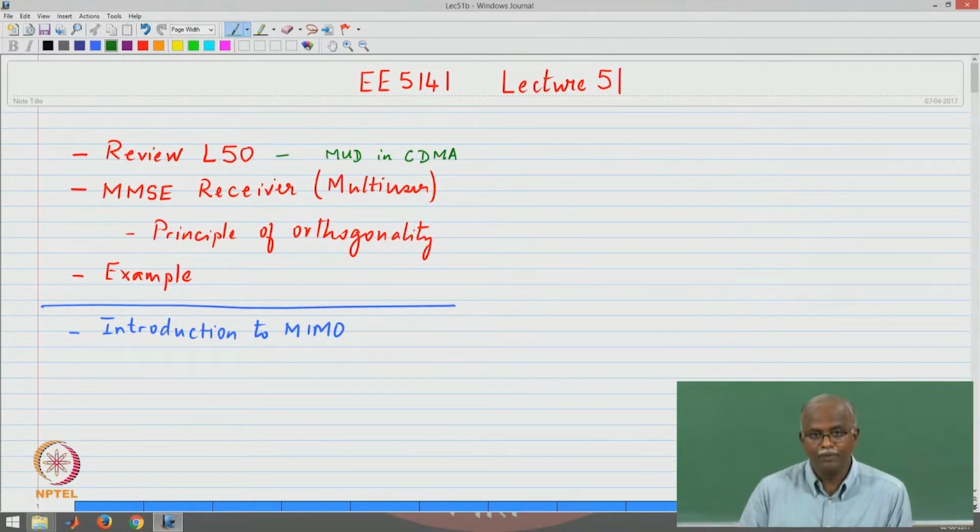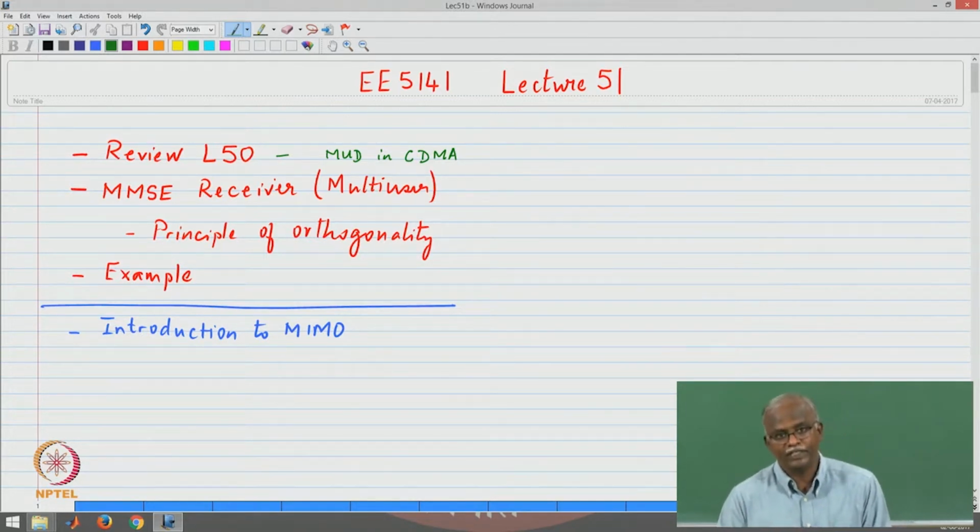That is called the minimum mean squared error receiver, or MMSE receiver, for multi-user environments, and this will be built on the well-known principle of orthogonality in optimal filtering theory. So, we would like to incorporate that in the context of an example, and with that we will complete our discussion of the introduction to CDMA.